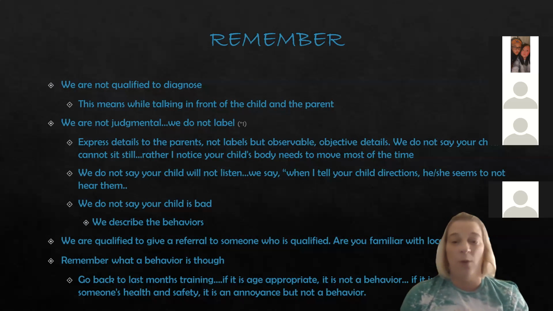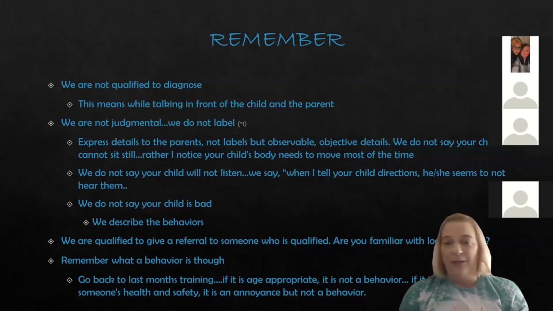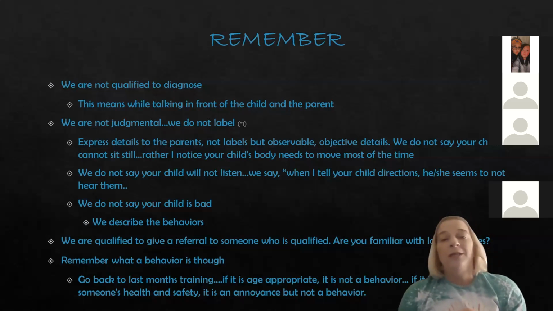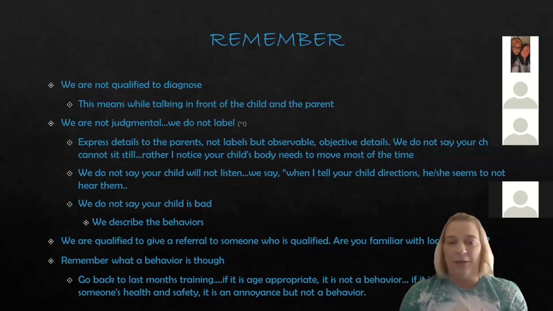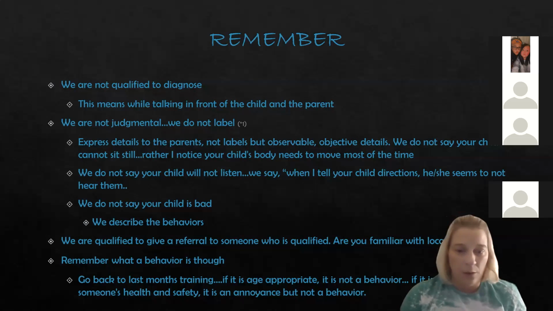If there's something we want to go to them about, we don't say, I'm seeing autistic characteristics, or, I think that your child's hyperactive. We say, when I tell your child directions, it seems that they can't hear me. Sometimes children have hearing problems. So is it autism or is it deafness? We don't know, so we tell them exactly what happened. We wouldn't say, your child can't sit still, he's hyperactive. We would say, I've noticed that your child's body needs to move most of the time. That's an objective statement that you are not judging. It's hard to get mad at that, right? It's hard to place blame on someone.